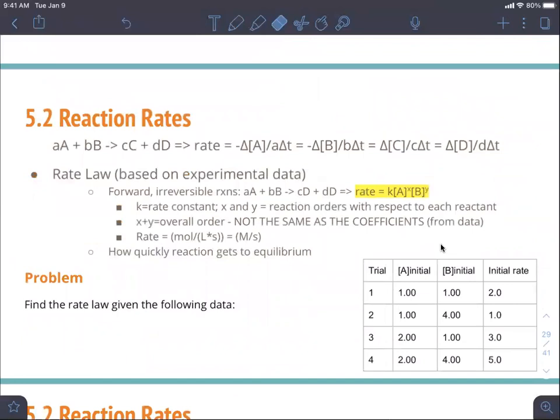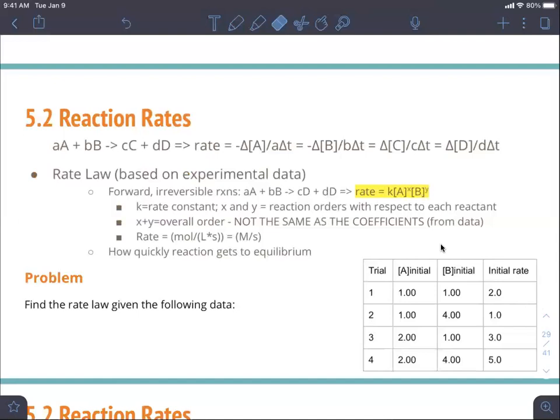Okay, reaction rates. These are pretty important. I have had questions like this on practice exams I've taken, so I would say know this. The rate law is based on experimental data. What that means is that in a forward irreversible reaction, all the reactants would be transformed into products.